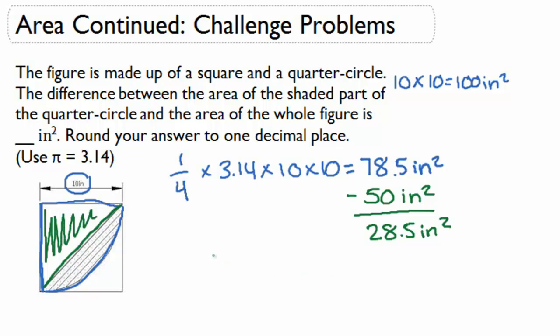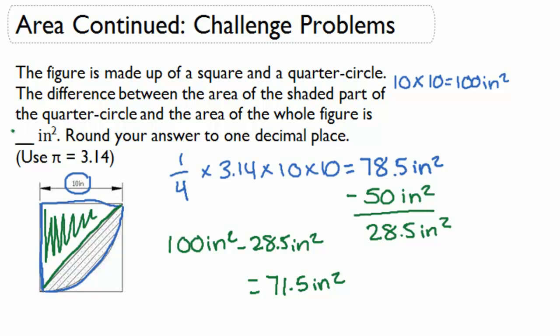Now, the difference between the area of the shaded part of the quarter circle and the area of the whole figure is going to be 100 inches squared, which is the area of the whole figure, minus 28.5 inches squared, which was the area of the shaded part. That gives us a total difference of 71.5 inches squared, which is what we can fill in here as the difference. We have 71.5 inches squared.